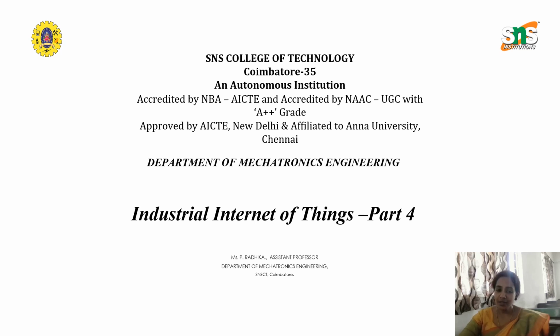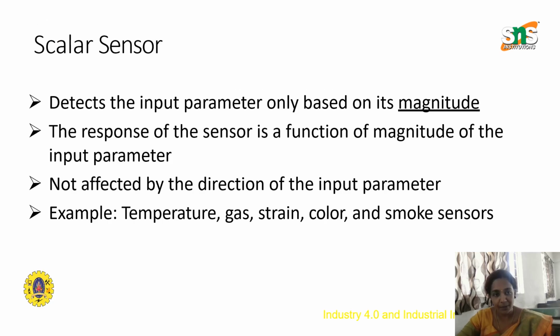Hello all. This video is a continuation of the previous one and it's nothing but Industrial Internet of Things. So in the last video we learned about the types of sensors, classification of sensors as active sensor, passive sensor, and the vector sensor and the scalar sensors.